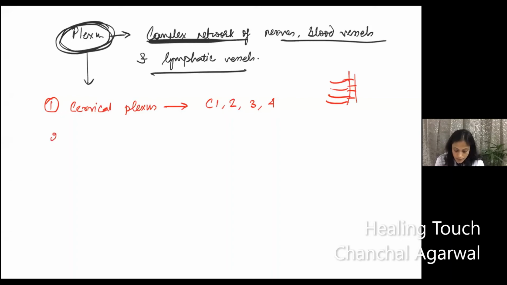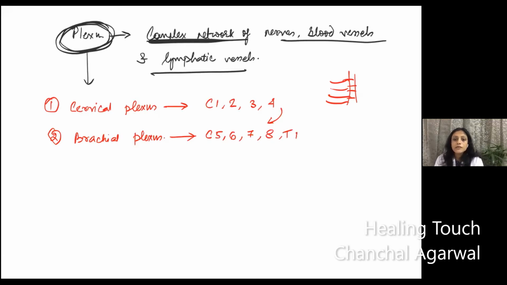Number two, brachial plexus, B-R-A-C-H-I-A-L, brachial plexus. What is brachial plexus? Brachial actually belongs to the chest, upper chest area. Okay, so after C4, we are coming to C5. C5, C6, C7, C8, and T1. These nerves are forming the brachial plexus.